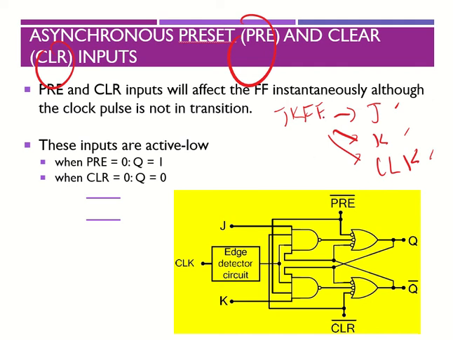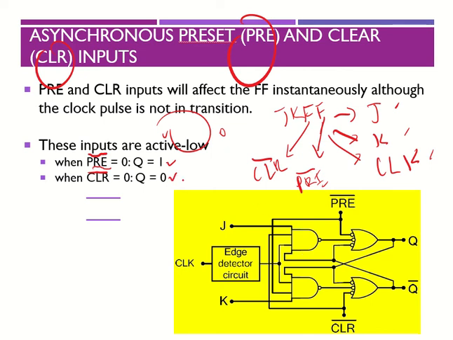These extra two inputs, pre and clear, are active low. That means they become active when the input is 0. For example, when bar pre is 0, the output will be 1, and when clear is 0, the output will become 0.